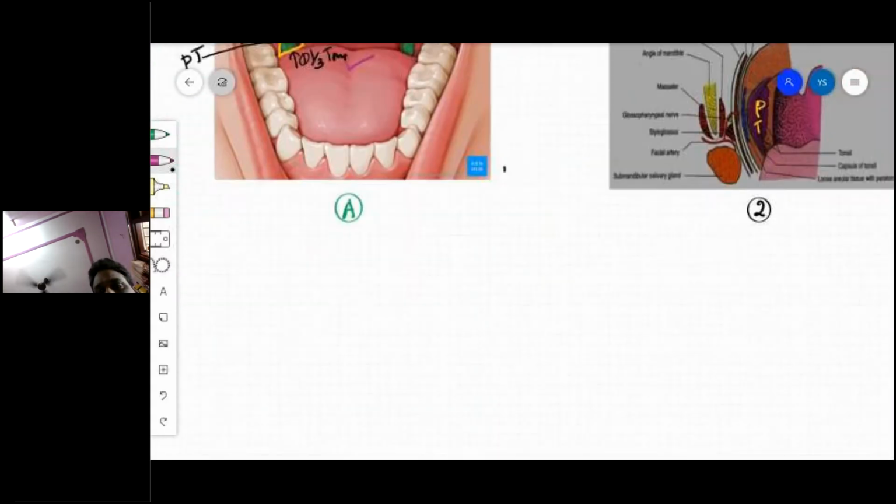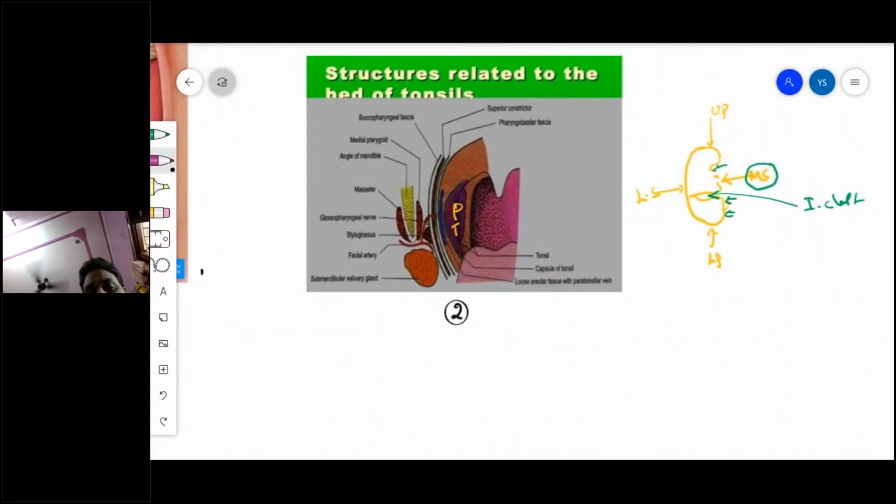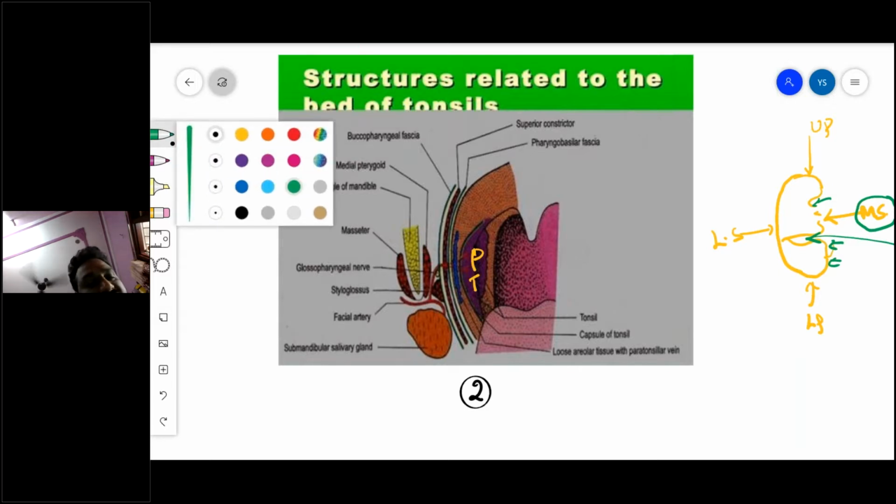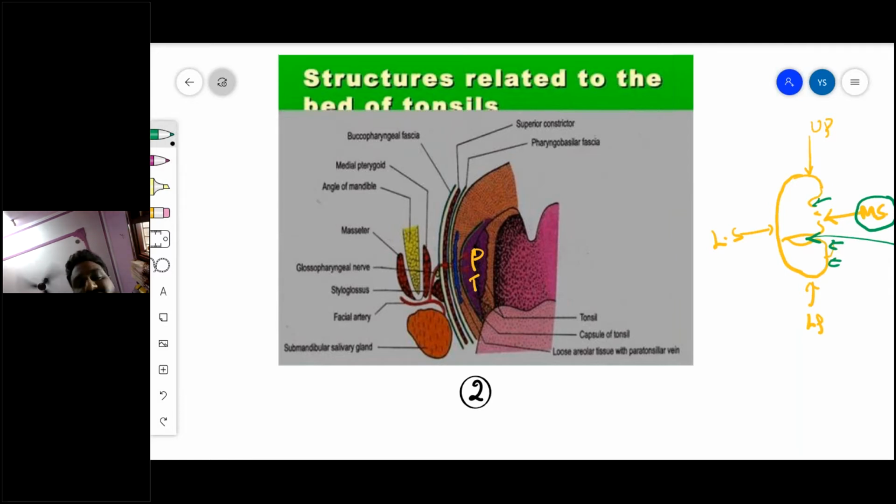So we go back to picture 2. Here with the yellow color, I have already shown you the palatine tonsil, PT. Now we are going to see the tonsillar bed. That means the lateral surface is related to the tonsillar bed.